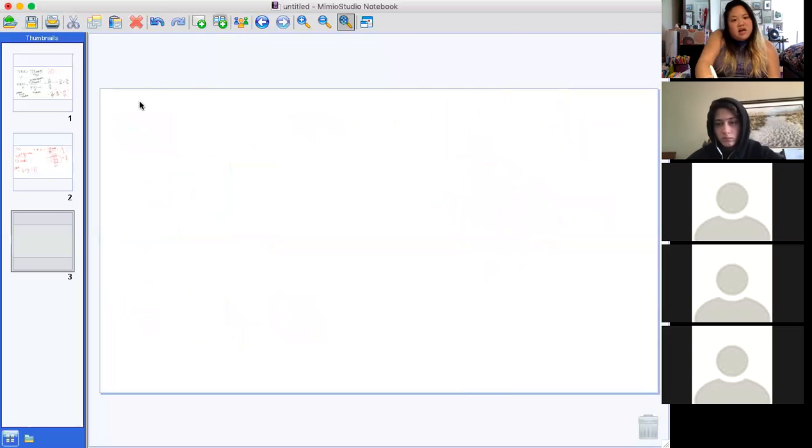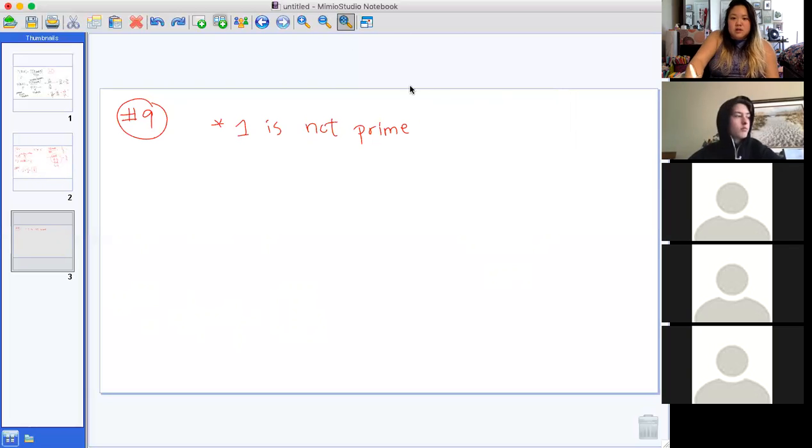There is one note I want to make for number 9. I just want to note that 1 is not a prime number. I kept getting this problem wrong because I was counting 1 as a prime number. 1 is not a prime number, so your probabilities would be affected if you were using 1 as prime.